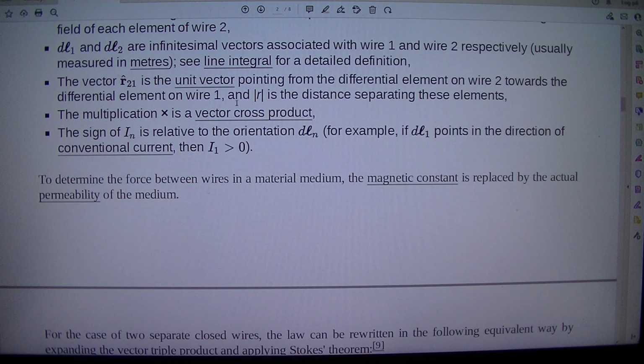The vector r-hat is the unit vector pointing from the differential element on wire 2 towards the differential element on wire 1, and r is the distance separating these elements. The multiplication is a vector cross product. The sign of F12 is relative to the orientation of the vector l1. For example, if dl1 points in the direction of conventional current, then to determine the force between wires in a material medium, the magnetic constant is replaced by the actual permeability of the medium.